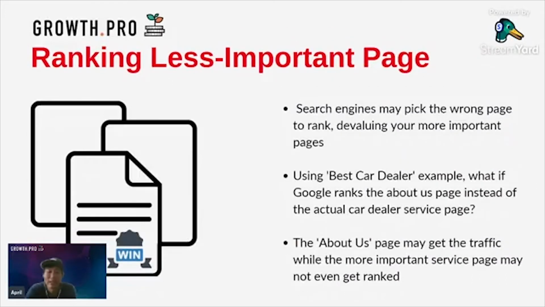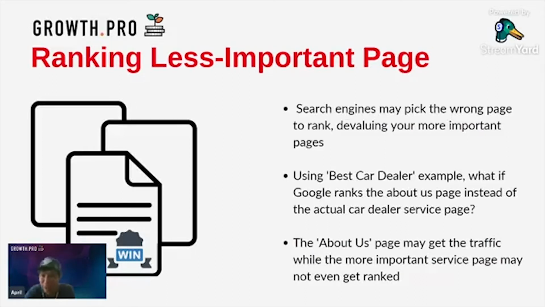Then next, you may also encounter this issue whereby Google is ranking the less important page higher compared to the page that is a little bit more important. Like I mentioned earlier, say you have multiple pages ranking for the same keyword. One is your home page, one is your service page, one is your About Us page. What if Google ranks your About Us page high instead of your home page or your service page? When search engines pick the wrong page to rank, that may actually devalue your more important pages. So your more important pages may not be ranking as well, and that's going to hurt your conversion, which I'm going to talk about later on.